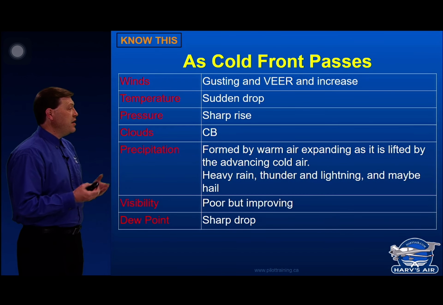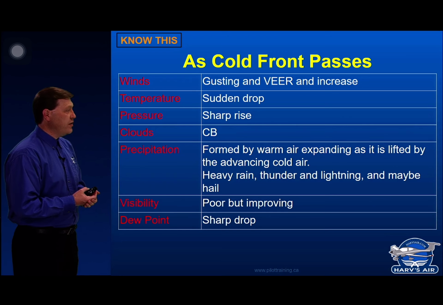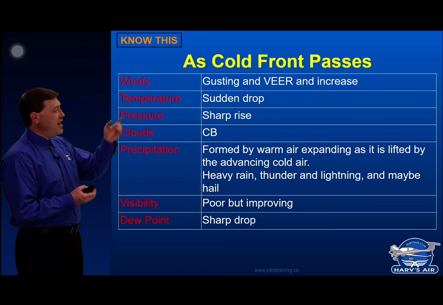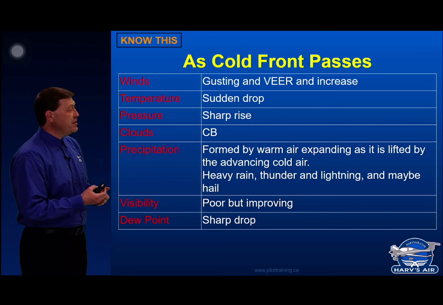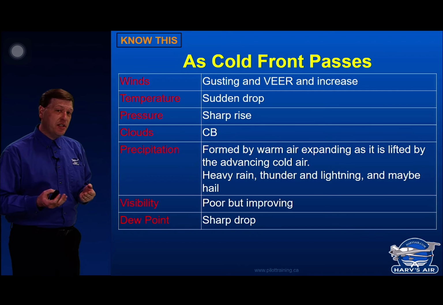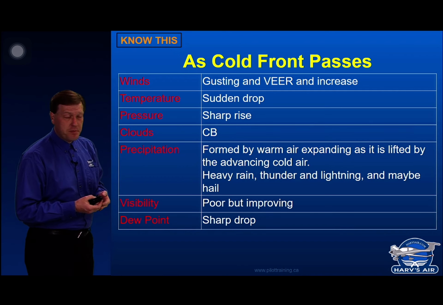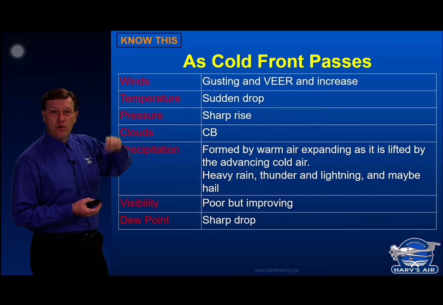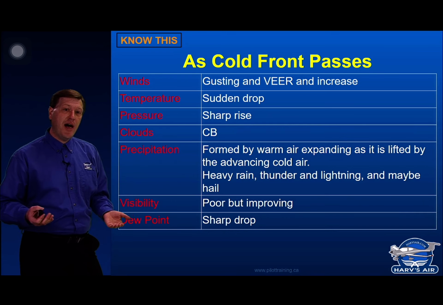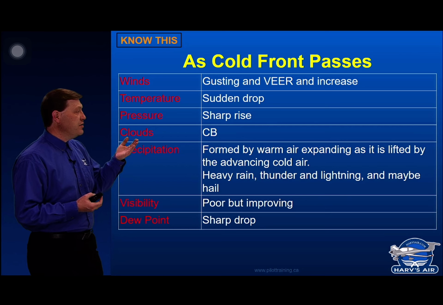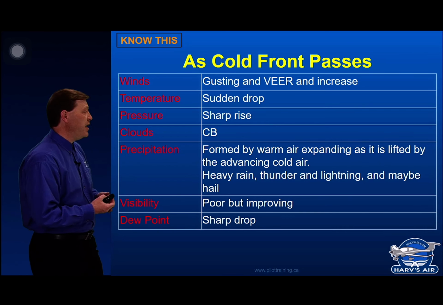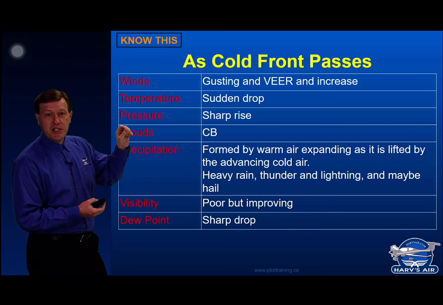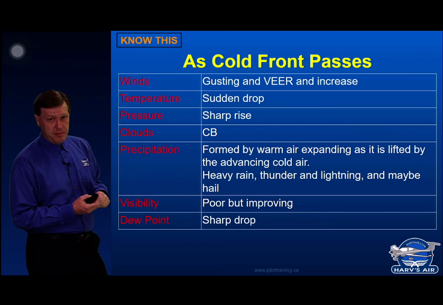Now, next, we've got the cold front. All right, so what's going to happen as it passes? The winds are going to be gusty and they are going to veer. Typically, they will increase as well. When it comes to the temperature, well, cold front coming through, the temperatures are going to drop, right? What about the clouds? Probably cumulonimbus. Again, it depends on the stability of the warm air mass. And the pressure is suddenly starting to go right up.